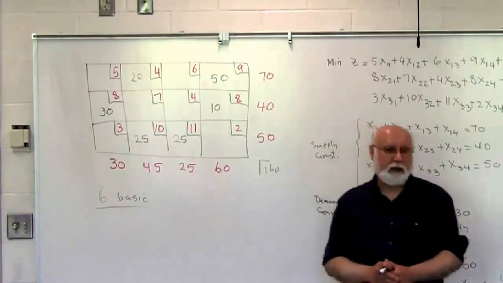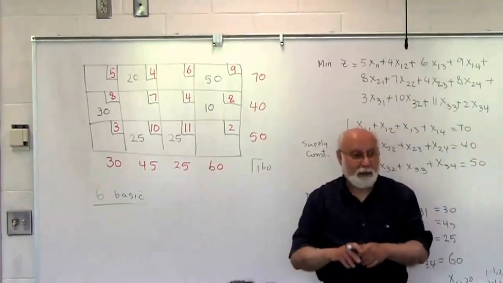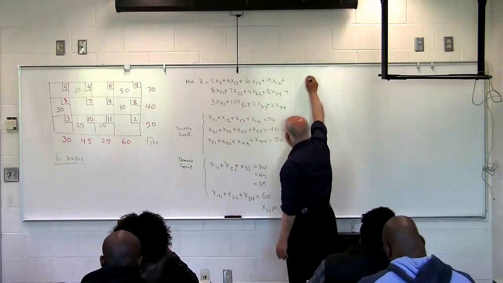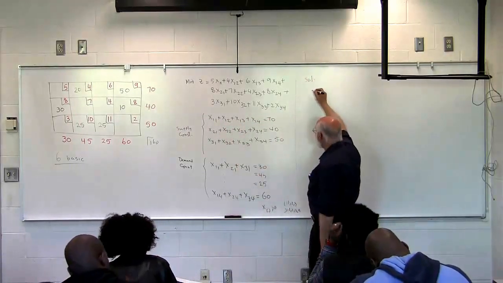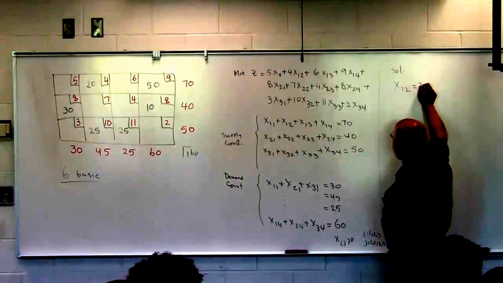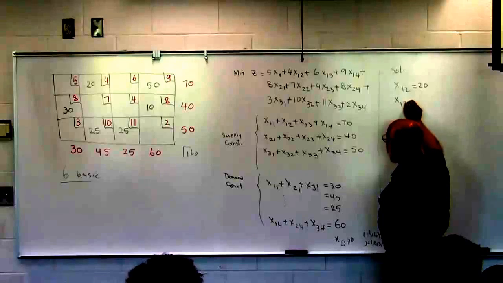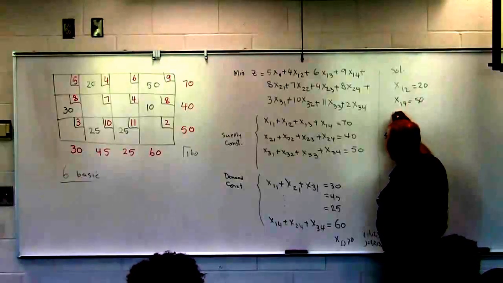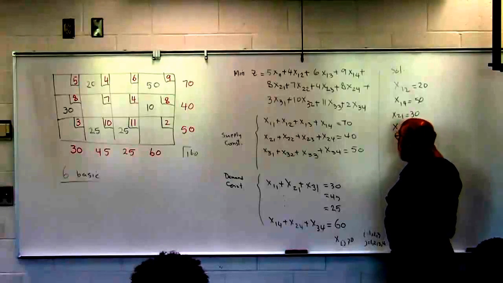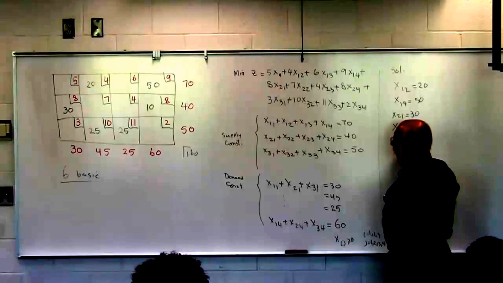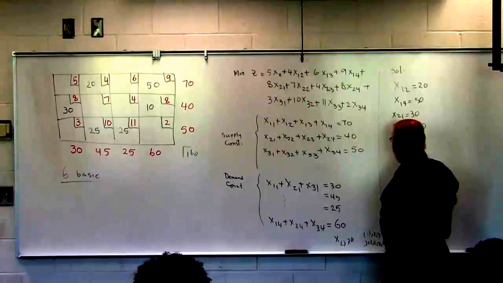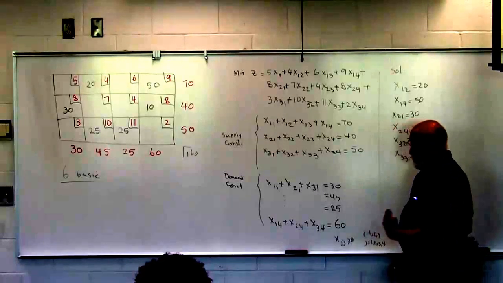What is the information that we need to do? Now, this is like a tableau. What do you write under the tableau? Okay, so we say the solution is? Tell me what the solution is. X12 is equal to 20. X14 equals 50. X21 equals 30. X24 equals 10. X32 equals 25. And X33 equals 25. Am I done? No.